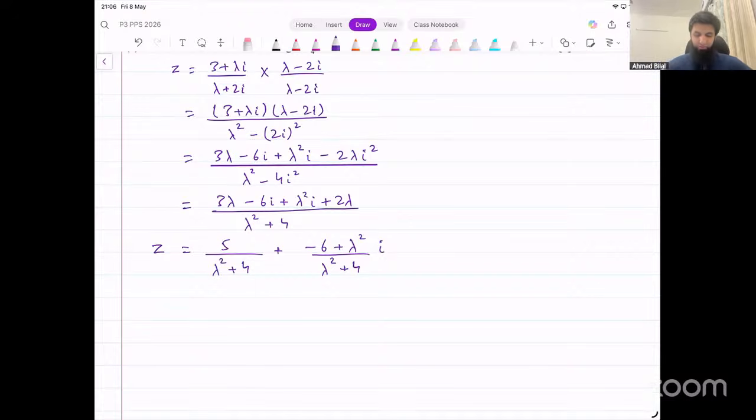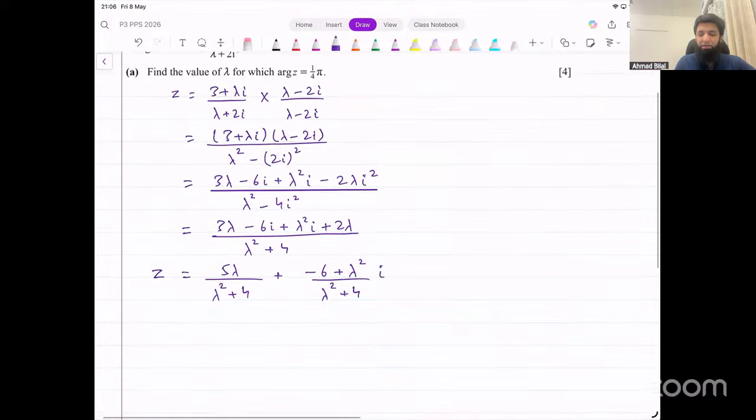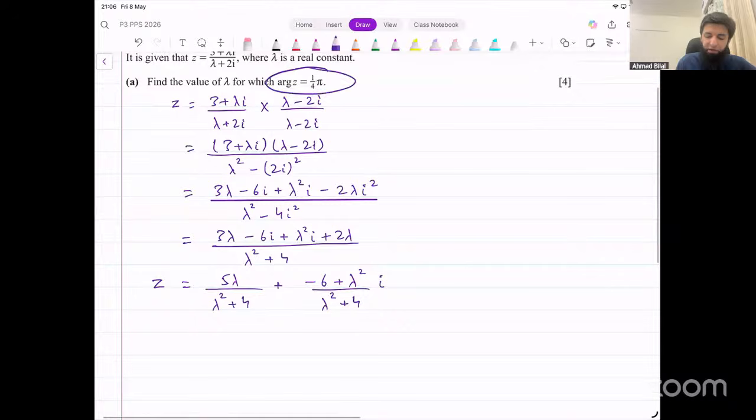5 lambda will be there, 5 lambda, yeah, in the numerator. Okay, good. Now that we have simplified this, they have told us the argument of z is pi over 4. Now, which quadrant is this in?